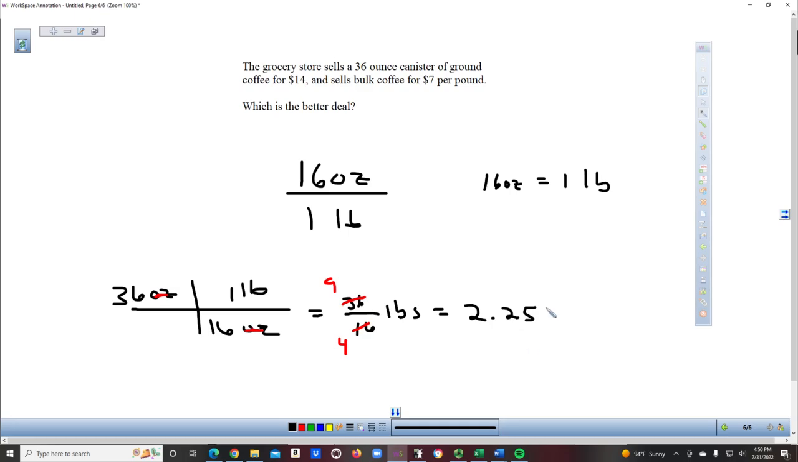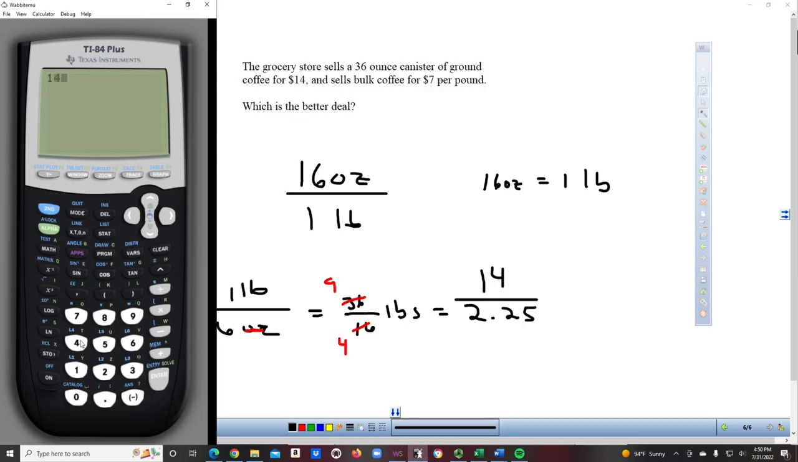Okay, so we can take our 2.25 pounds, and we can now divide that into 14, right? Because we're trying to figure out, well, what's the price per pound. And so if we go over to our calculators and we have 14 divided by 2.25, you see that we're roughly paying $6.22 for the canister of coffee, therefore making it the better deal because it's 1 pound for $6.22.